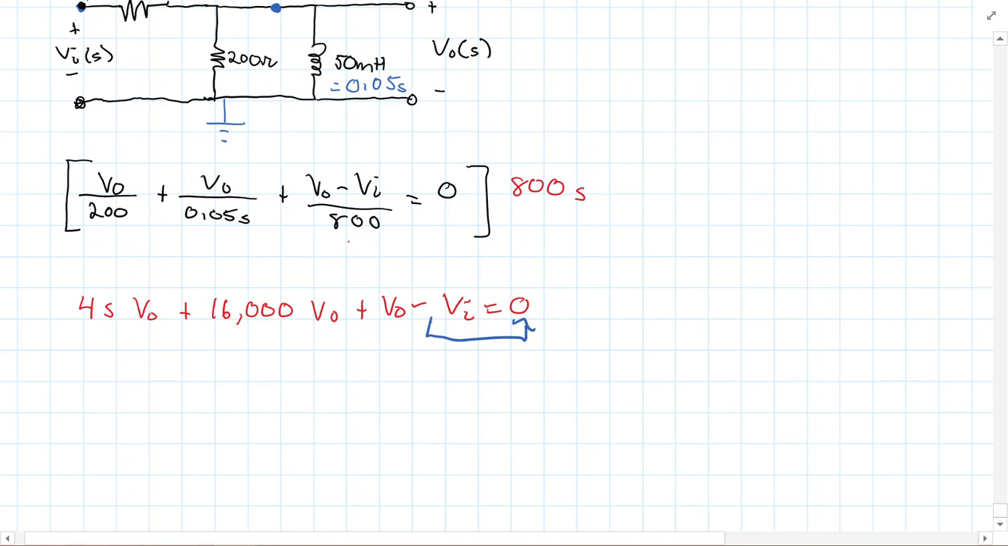The 800s definitely cancel, but what did I forget here? There should be an s in front of these. So I'll have s times that and an s times that. That makes more sense, because now I have s V out plus 4s V out. So I will still move the V in to the other side. And so I would have 5s plus 16,000 is equal to, well, let's be careful. I keep wanting to forget to write my V outs down.